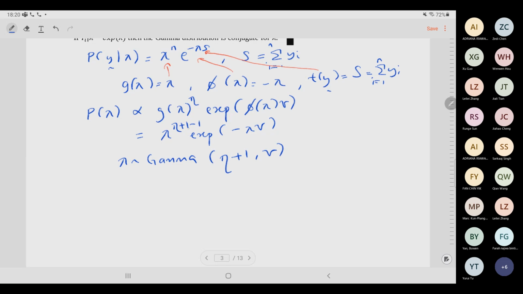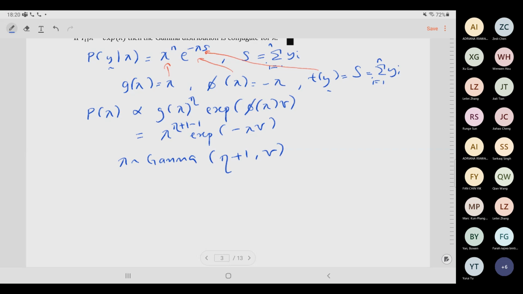So this is again a trick. If you don't have 1, you just plus 1 minus 1, so then you actually get the form. So your a is eta plus 1. So lambda actually has a gamma distribution with the parameters as given.